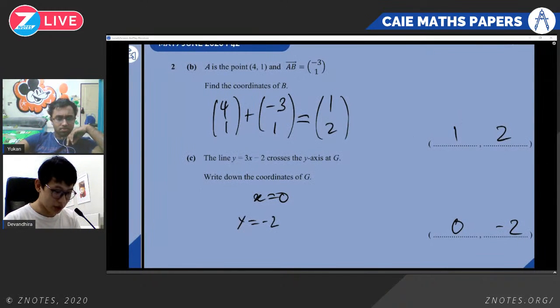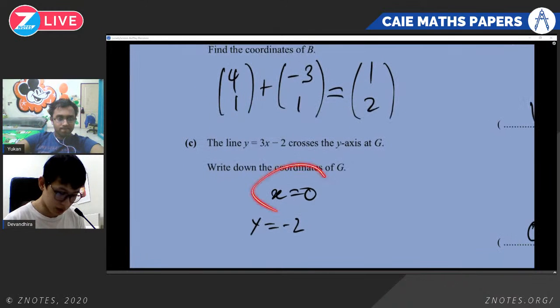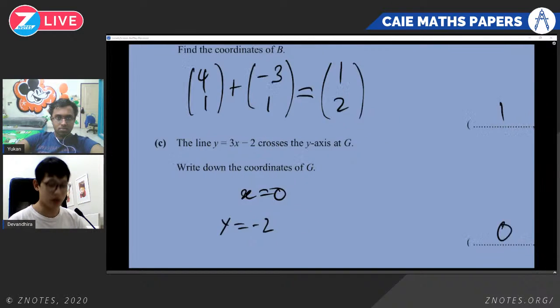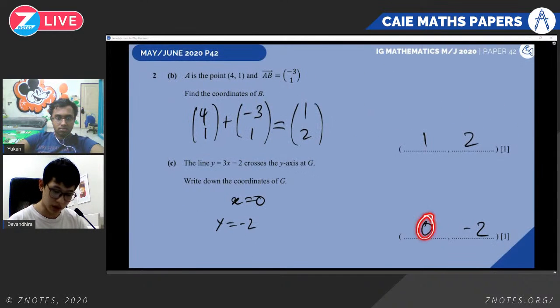The line y equals 3x minus 2 crosses the y-axis at G. Write down the coordinates of G. So a line that crosses the y-axis is basically asking what's the y-intercept, correct? And when they're asking for the y-intercept, that means the x-coordinate is 0, right? Yep. So we let x become 0. You just put 0 here. But 3 times 0 is 0. So y is equal to just -2. That means our coordinate is just (0, -2) right here.